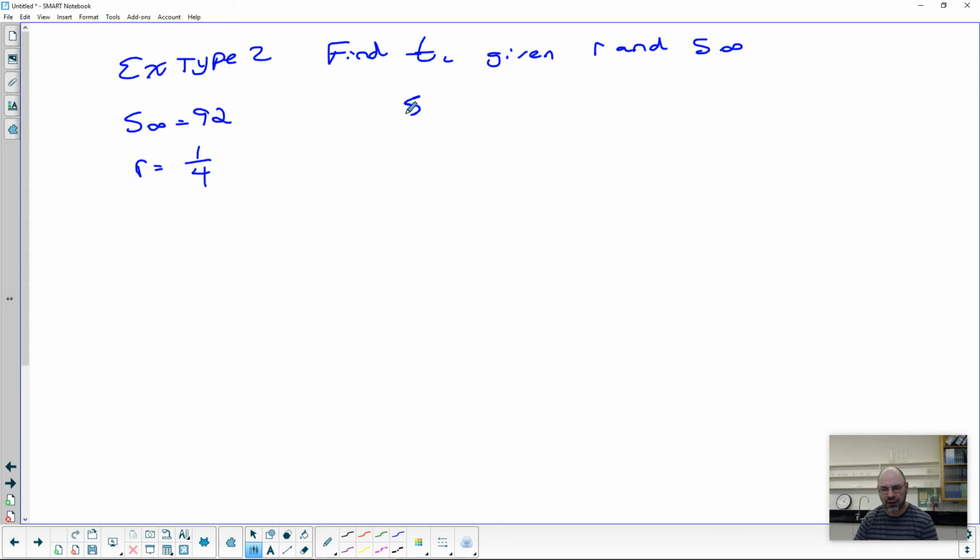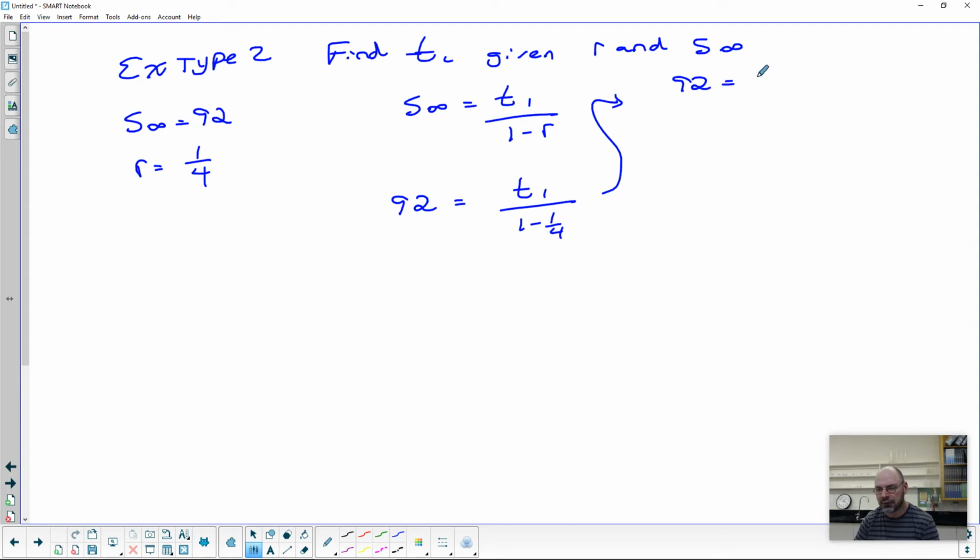So we know the formula is the sum is equal to T1 divided by 1 minus R. So if we want to get that, let's go ahead and put in 92 equals T1 is unknown and 1 minus 1/4. If we work that out, 92 is equal to T1 divided by 3 over 4.